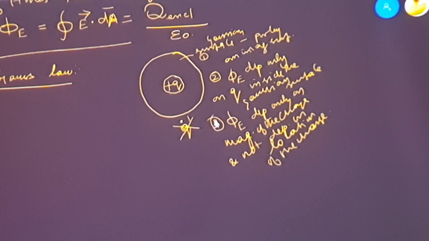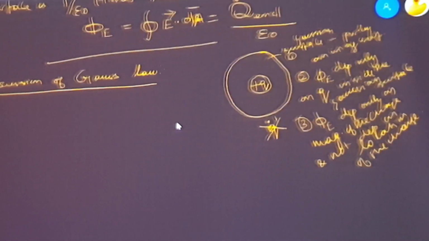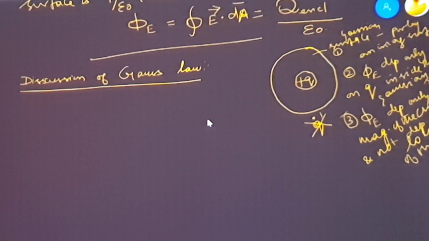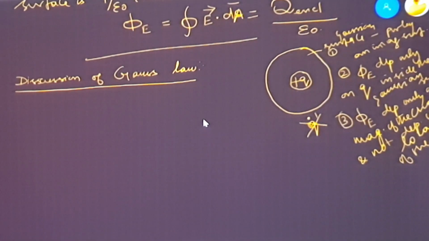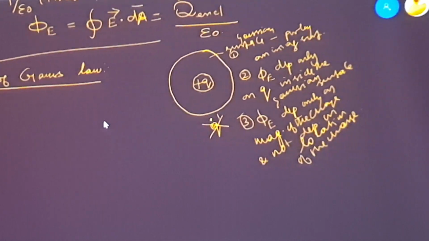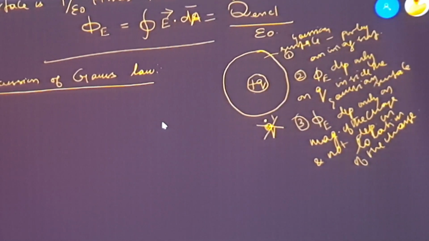And point number 3, when you are considering the flux in this closed surface, it is not depending on the location of the charges. It depends only on the magnitude and not on its location, where it is placed inside the Gaussian surface. It may be here, or here, or here, but the charge should be inside the Gaussian surface. Whatever may be the location, no problem. It depends only on what? It depends only on the magnitude of the charge.